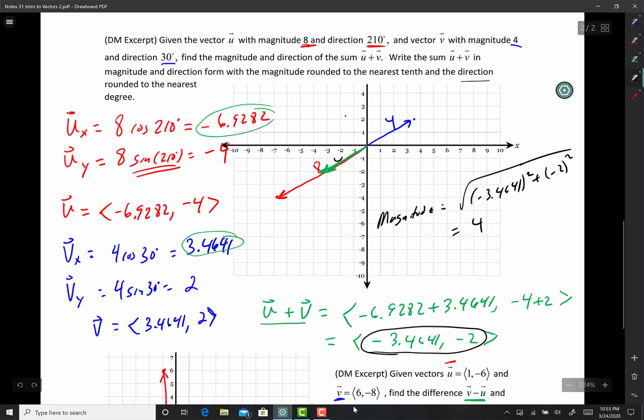And then the direction, you don't have to do it on this one because we can already see that this one is going to be at 210 degrees. But if we wanted to do it, it would go arctan of y divided by x, so negative 2 divided by negative 3.4641. Now remember, the calculator is dumb. Negative divided by negative is a positive, and you're going to get a positive 30 degrees. Now, to get to quadrant 3, you add 180. So when you add 180, you're going to get your 210 degrees.